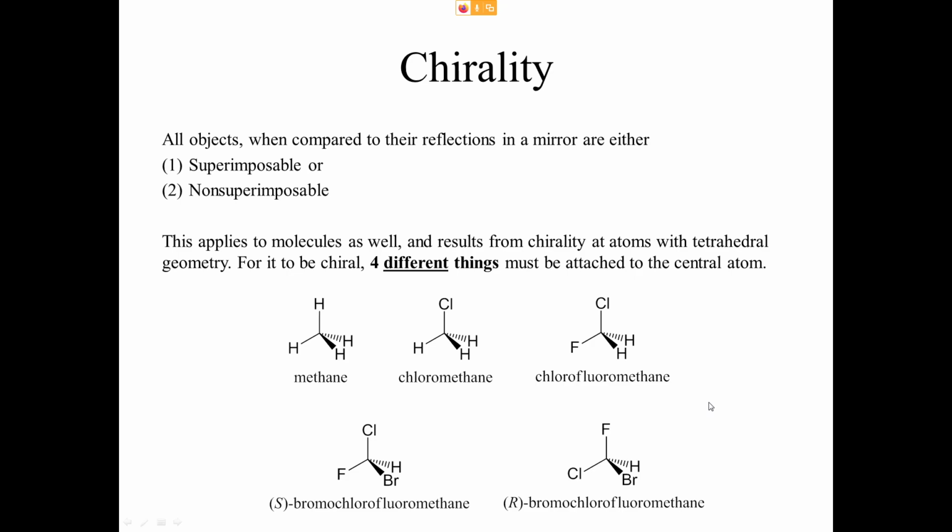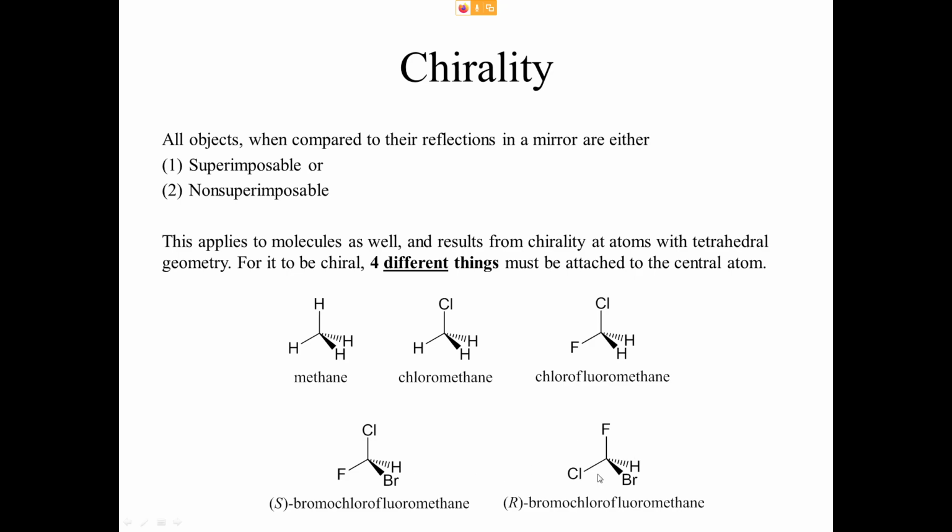However, the 2 at the bottom have 4 different things attached at that position, right? So this one has a chlorine, a fluorine, a bromine, and a hydrogen, as does this one. But in no way can I rotate the one on the left, rotate it any way you'd like, right? Flip it around in 3 dimensions, whatever you'd like to do. There is no way to rotate it and make it fit exactly on top of this one. There'll always be a mistake, right?